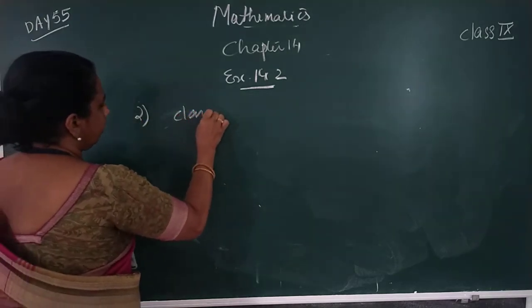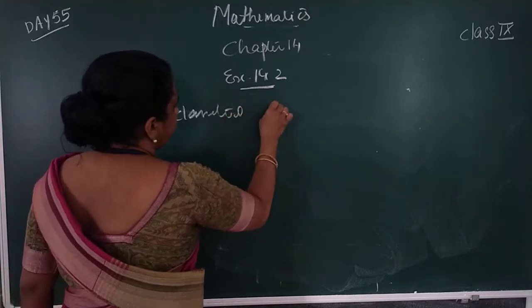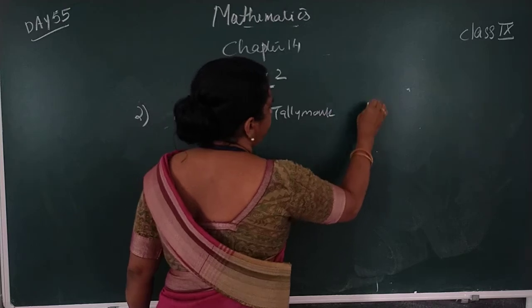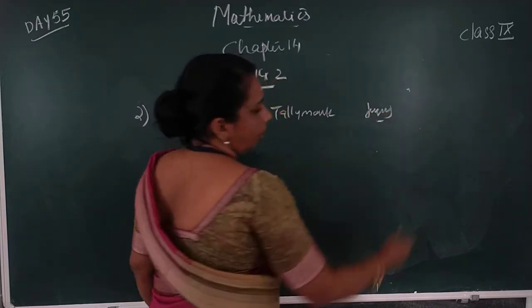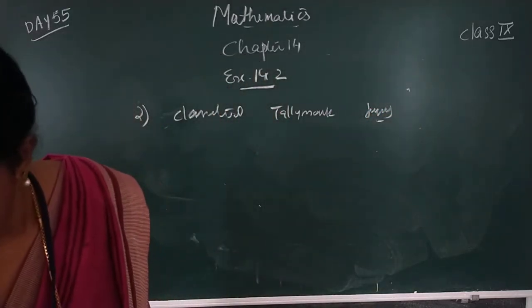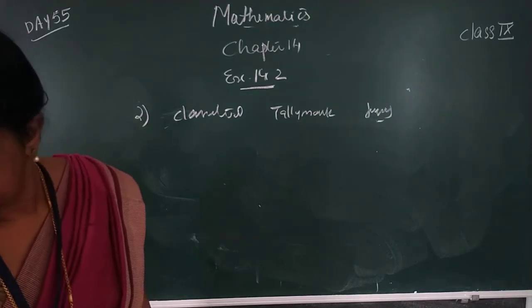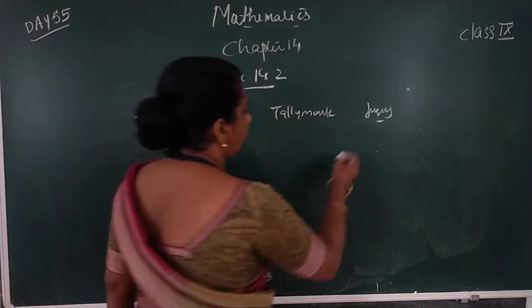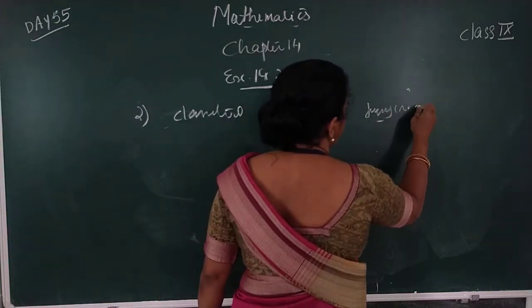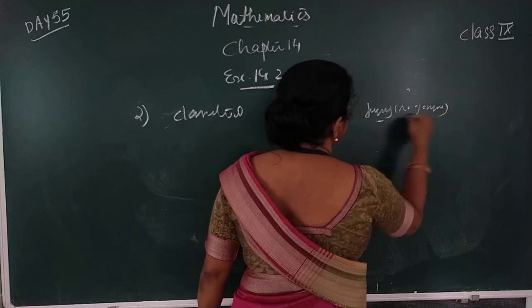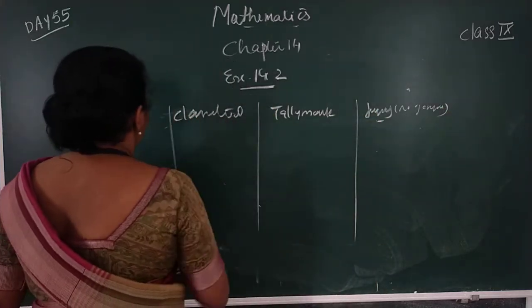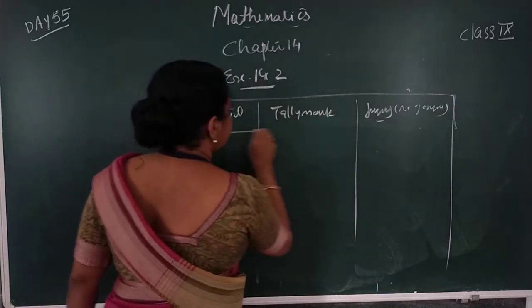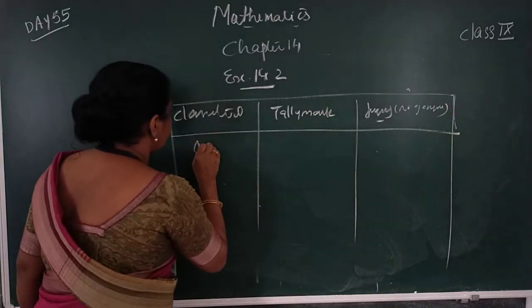That is class interval, tally mark, frequency, or we can write here frequency or number of engineers. First class interval is given, 0 to 5.